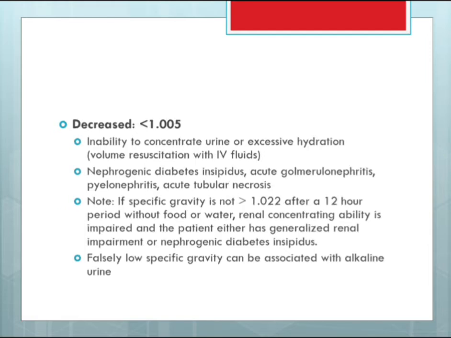Decreased specific gravity, less than 1.005, refers to inability to concentrate urine or excessive hydration, such as during volume resuscitation with IV fluids, nephrogenic diabetes insipidus, acute glomerulonephritis, pyelonephritis, acute tubular necrosis. Note: if specific gravity is not greater than 1.022 after a 12-hour period without food or water, renal concentrating ability is impaired and the patient either has generalized renal impairment or nephrogenic diabetes insipidus. Falsely low specific gravity can be associated with alkaline urine.